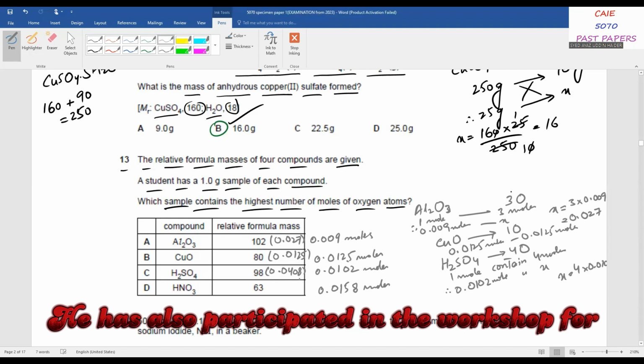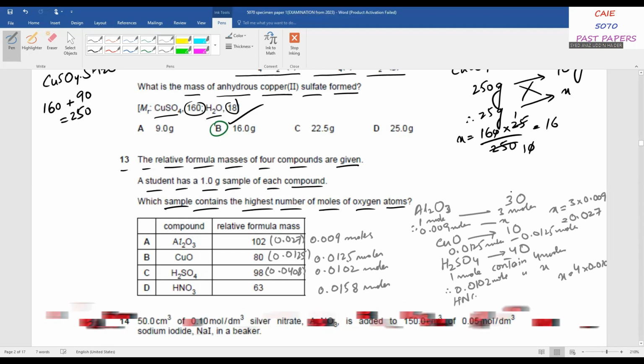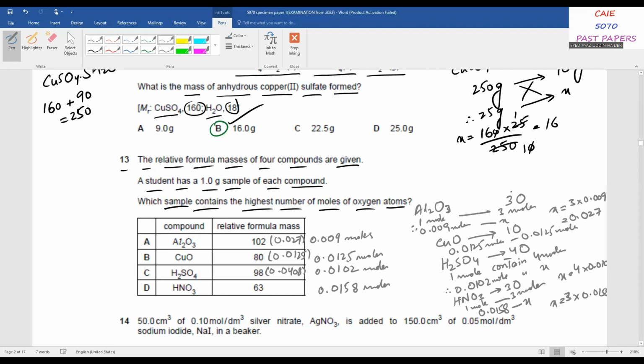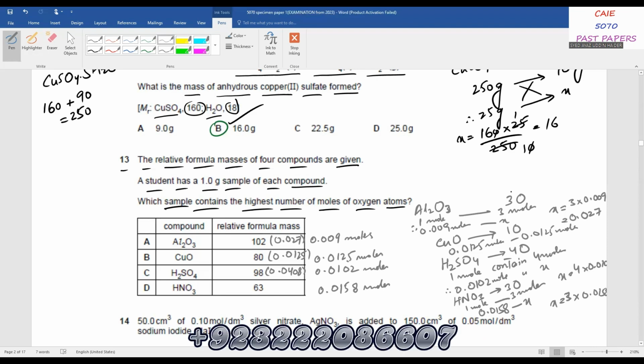0.0408. For the last one, that is HNO3, we have 3 moles of oxygen. 1 mole contains 3 moles. Therefore, 0.0158 mole contains X. So X is equal to 3 multiplied by 0.0158, which is 0.0474. So the correct answer should be HNO3. D should be the correct answer.